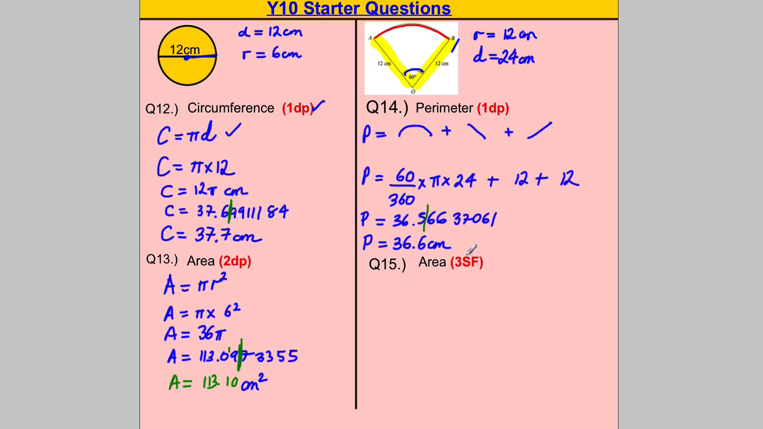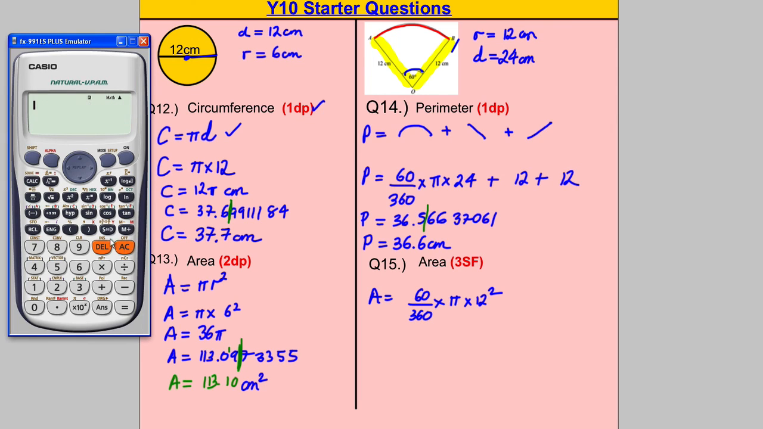And the last one, the area. Well, the area is actually easier than the perimeter. To work out the area, it's the fraction of the circle you've got. You've got 60 out of a possible 360 degrees times by the area, which was pi r squared. And r in this case was 12, so pi times 12 squared. So all you've got to do is type that in your calculator. So 60 out of 360 multiplied by pi multiplied by 12 squared, and you get yourself 24 pi.